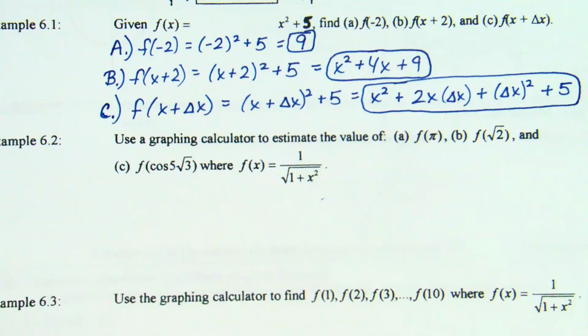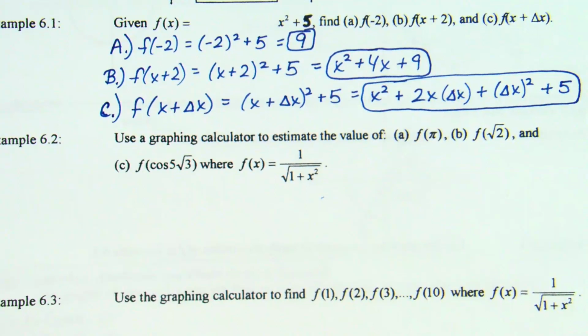Moving along, if you'll allow me to. Example 2. Technically you can use any calculator, but we're going to practice with the graphing calculator. Use the graphing calculator to estimate these values: f of pi, f of square root of 2, and f of cosine 5 square root of 3, where f of x is 1 over the square root of 1 plus x squared.